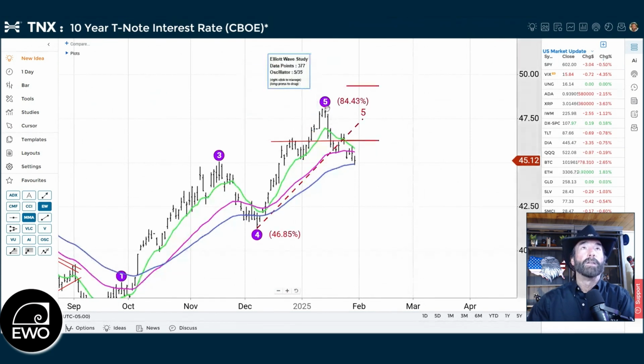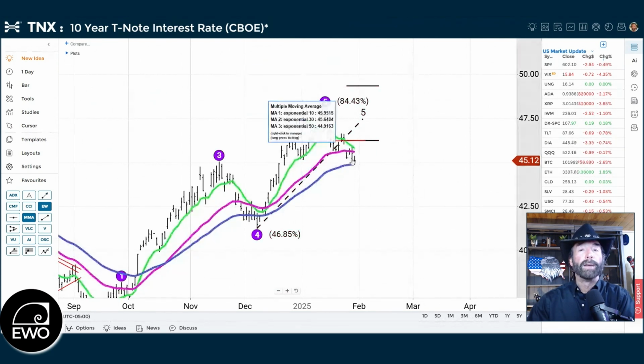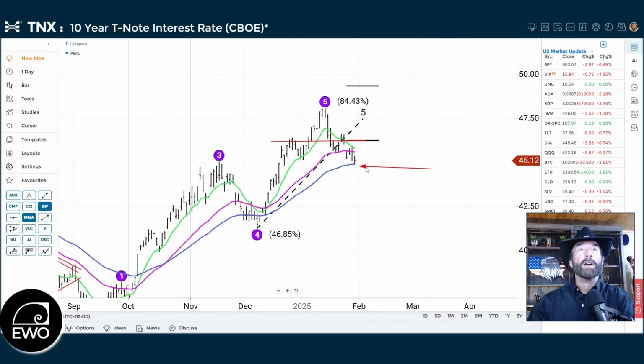So this is the 10-year, and this is rates. So you can see rates came down. It's the same thing as the prices going up on TLT means rates come down. Here's the indication of rates coming down on the TNX, and look where we are. So it is a good time to look at it. We're right at the 50-day moving average.